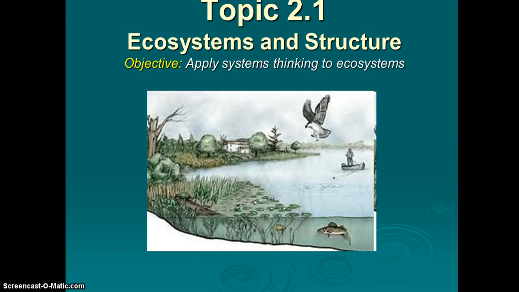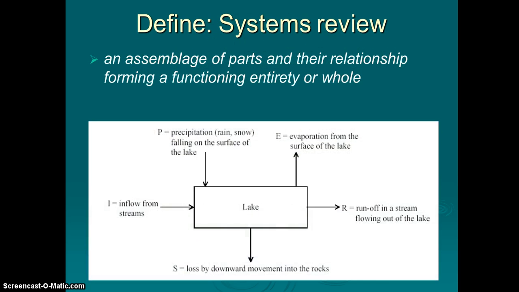Hey IB environmental students, we're back and we're going to look at topic 2, ecosystems, and review how that might relate to our other topic, systems. So what is a system then? Well, a system we learned was an assemblage of parts and their relationship forming a functioning entirety or whole.